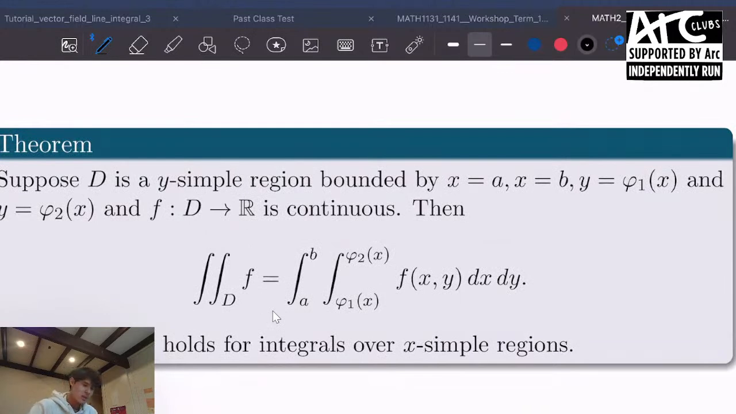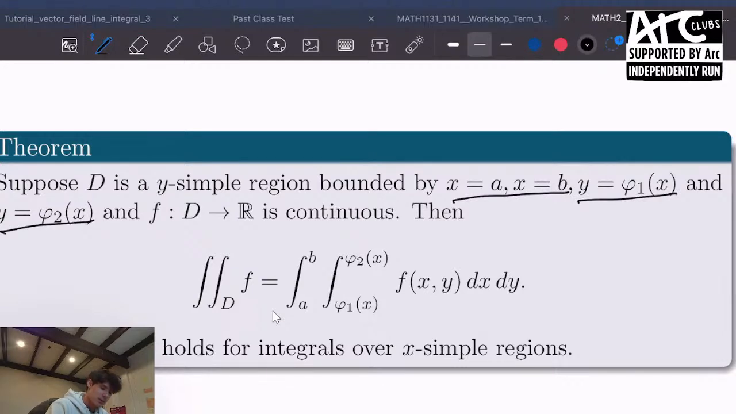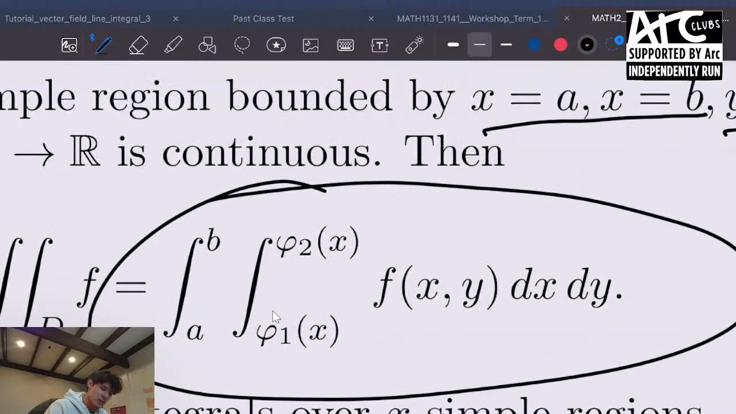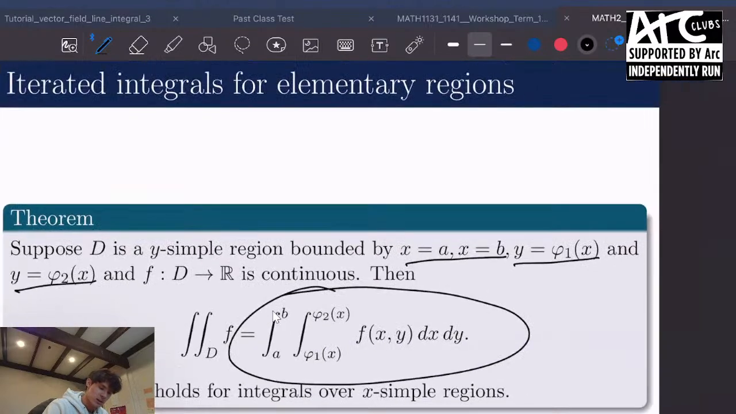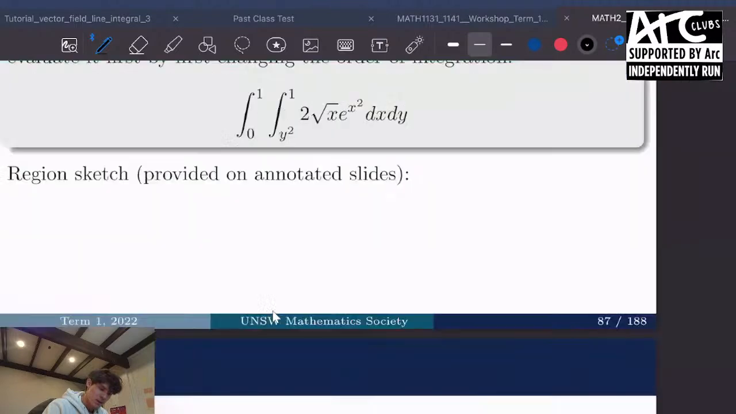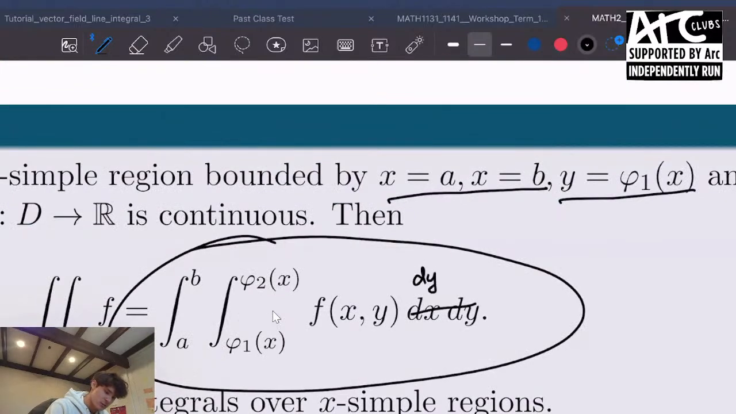So suppose we're integrating over a y simple region bounded by x equals a, x equals b, y equals phi1(x), y equals phi2(x). Well, the integral is going to be equal to this expression. Notice that we integrate first with respect to x and then with respect to y. Well, I think this should be the other way around. So we first integrate with respect to y, then integrate with respect to x. We can see we're grouping these two together, so the dx is associated with the a, b bounds and the dy is associated with the phi1(x), phi2(x) bounds.